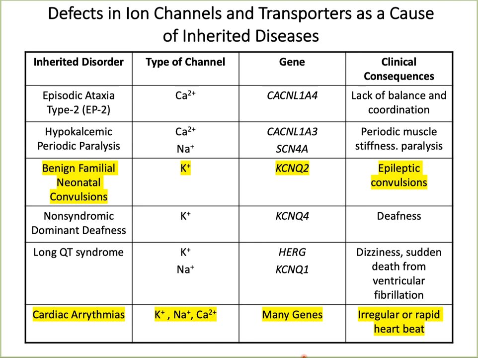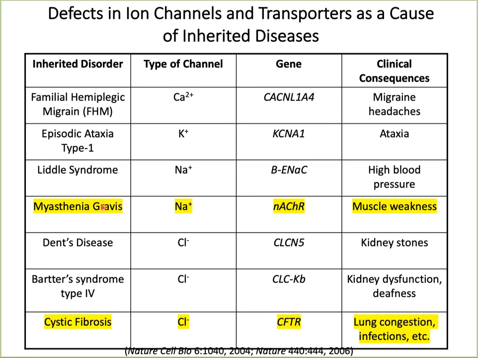For example, there is a large class of inherited cardiac arrhythmias that occur due to mutations in genes that encode potassium pumps, sodium pumps, or calcium pumps. There is another inherited disorder known as benign familial neonatal convulsions, which results from non-functional potassium pumps. In myasthenia gravis, which you have heard about, there is a mutation in a gene that encodes a sodium pump.